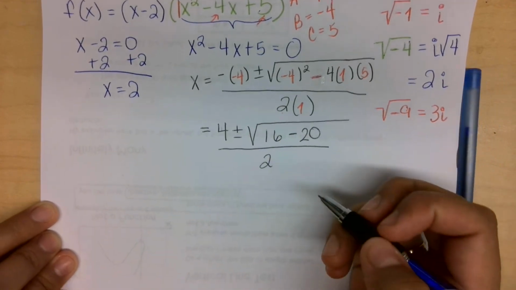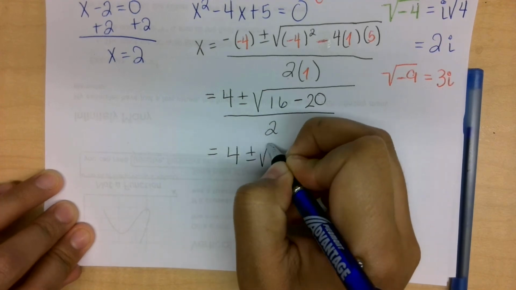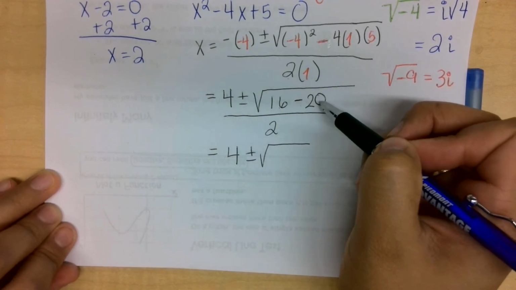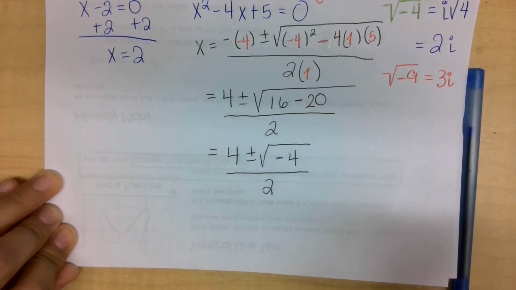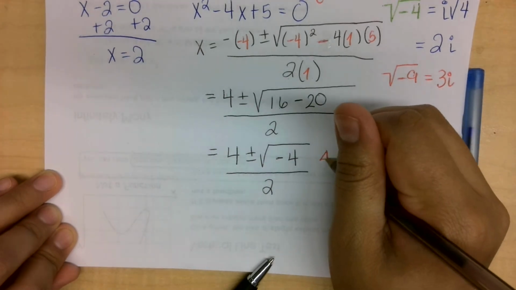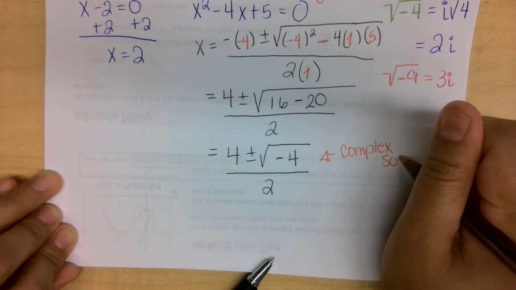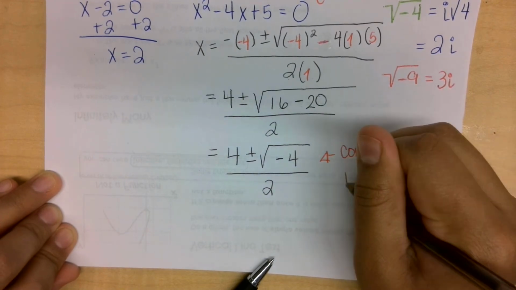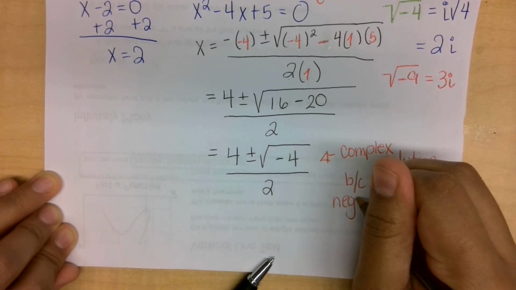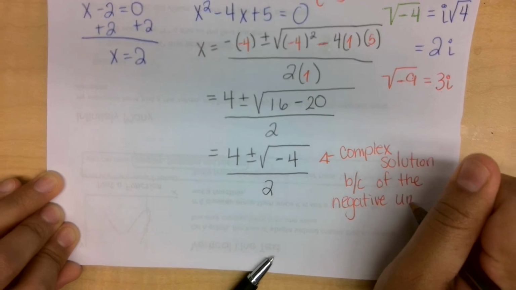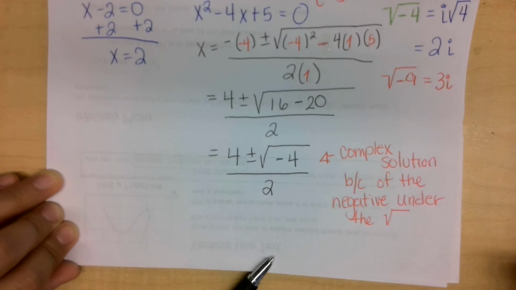Let's continue simplifying it, and let's look at what happens in this situation. We have 4 plus or minus the square root of 16 minus 20 is going to give us that negative 4 under the square root, divided by 2. Notice that this is where my complex number comes into play. Complex solution, because of the negative under the square root.